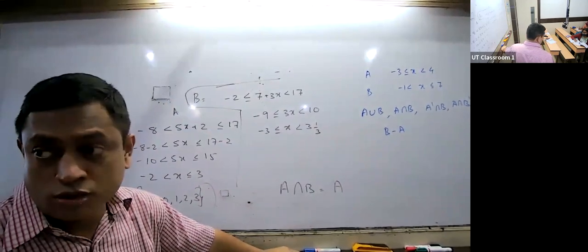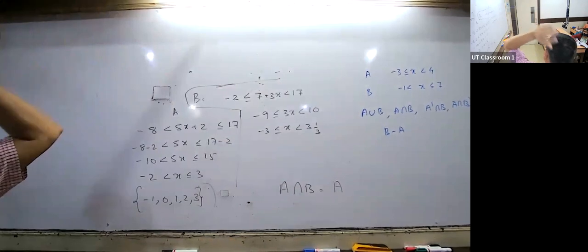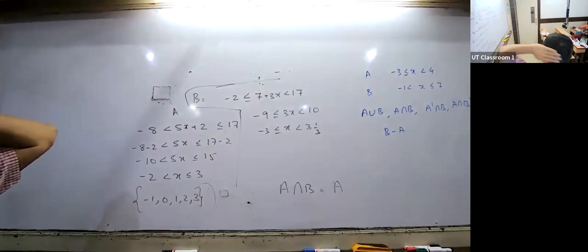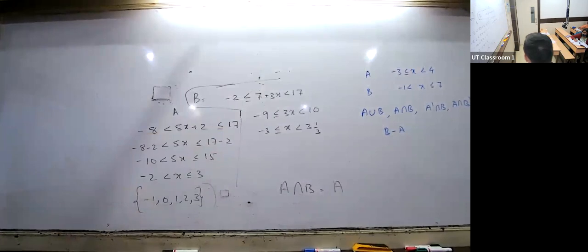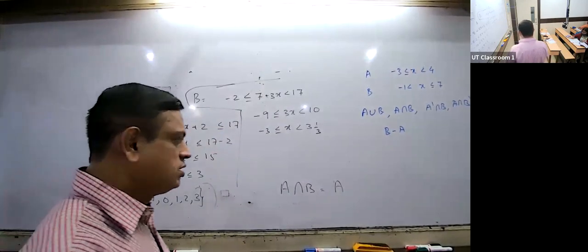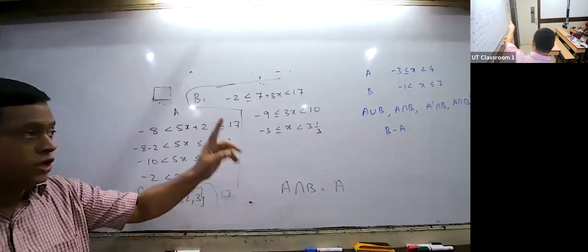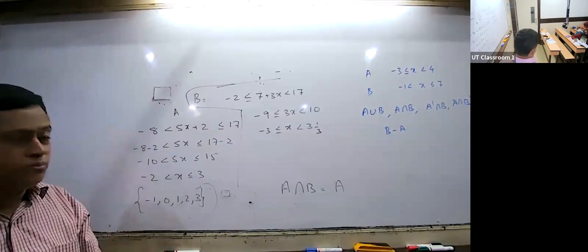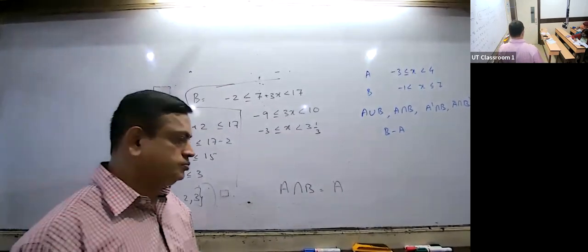Solution set. I have directly given the solution set. A is -3 less than or equal to x less than 4. B is -1 less than x less than or equal to 7. You have to find all these intervals, that is enough. Once you have the interval, you can do it on the number line. A union B, A intersection B, A dash intersection B, A intersection B dash, B minus A. All of you do this.